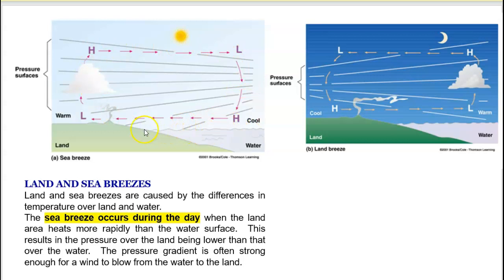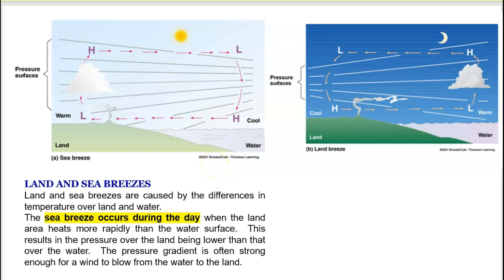So boats can easily move in toward land during the day, and the opposite is true. Boats can move away from the land at night. This has nothing to do with tides. So high tide, low tide, not relevant here. We're talking about the air. So this would be useful for a sailboat. We're talking about the air pushing the sail in toward the land or out toward the sea, depending on whether we have a land breeze or a sea breeze taking place.